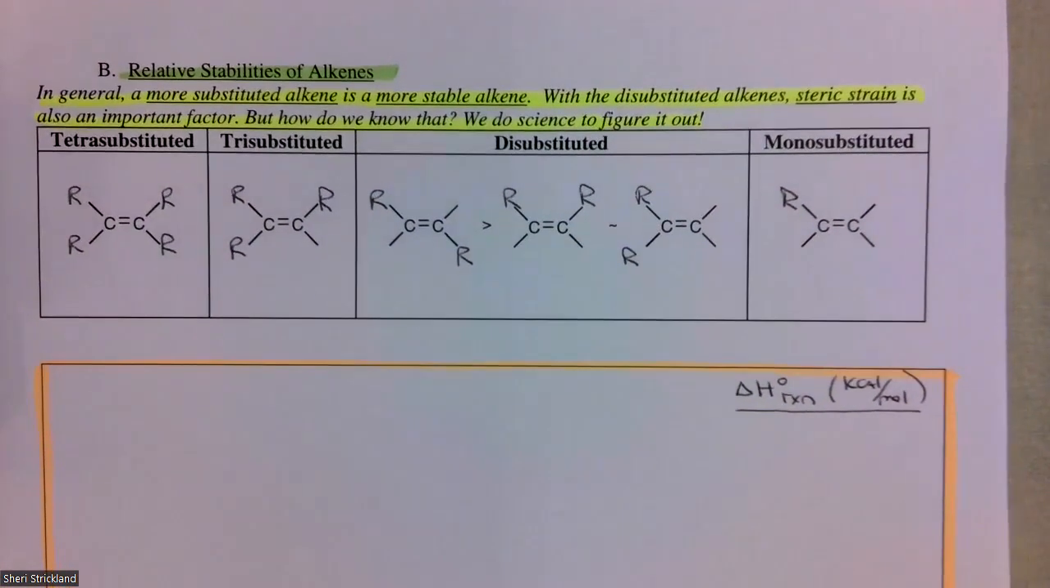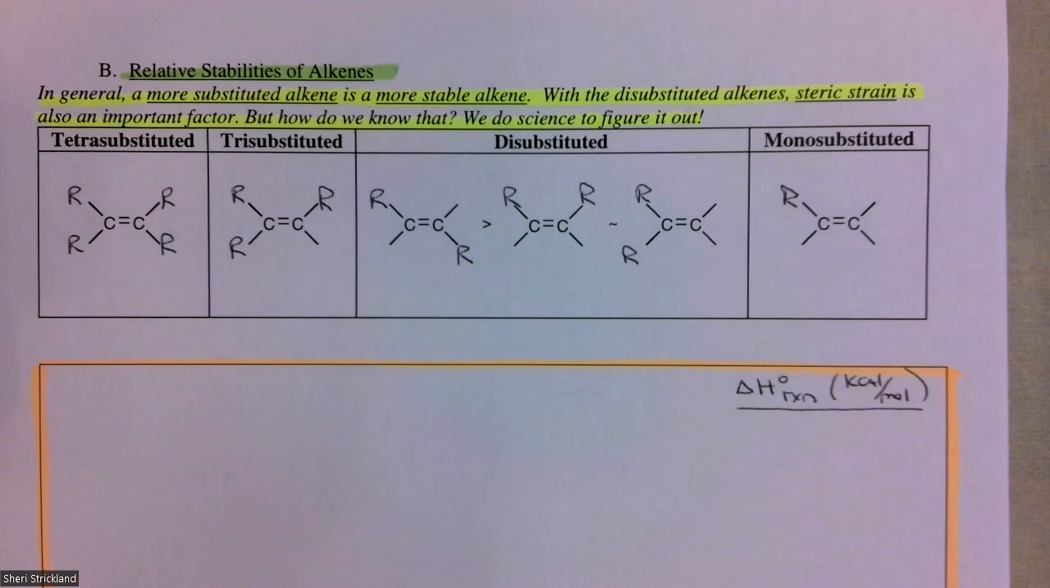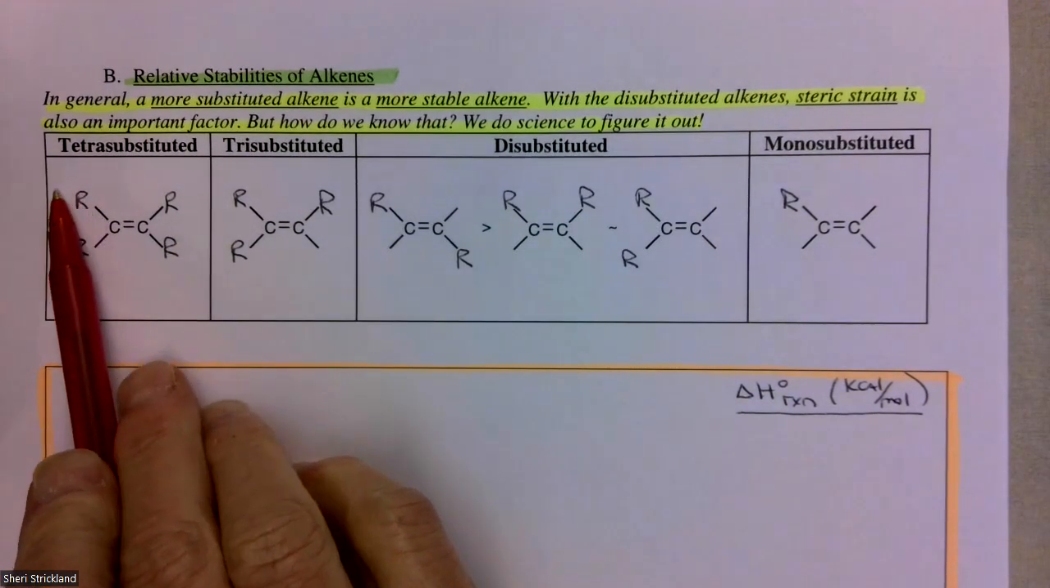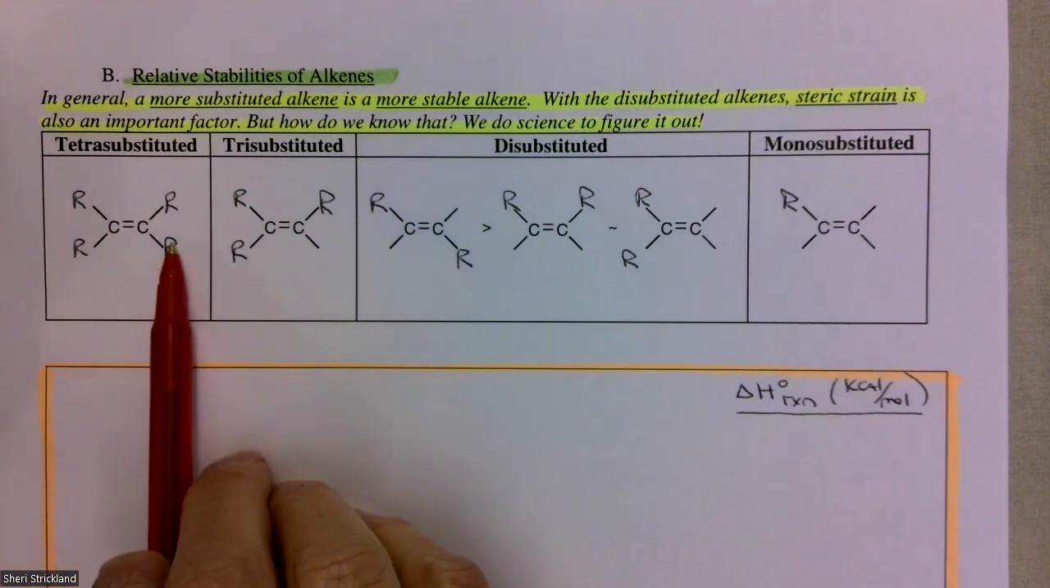One of the things that it's going to be important for you to be able to do is to classify alkenes by their stability. In general, a more substituted alkene is a more stable alkene. With the di-substituted alkenes, steric strain is also an important factor. But how do we know that? We do science to figure it out. First, we're going to show you which is more stable than what, and then we'll take a look at how we know.